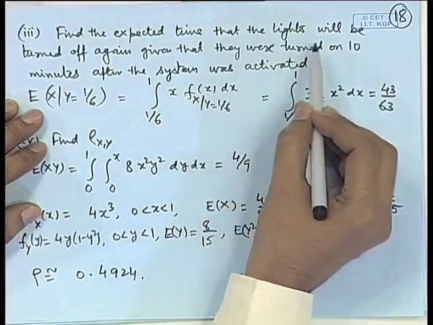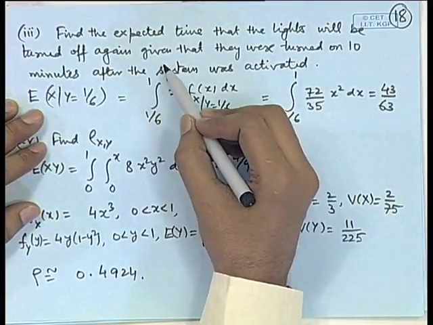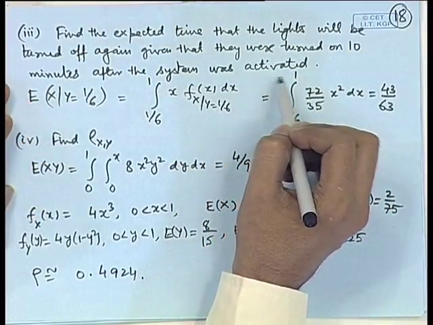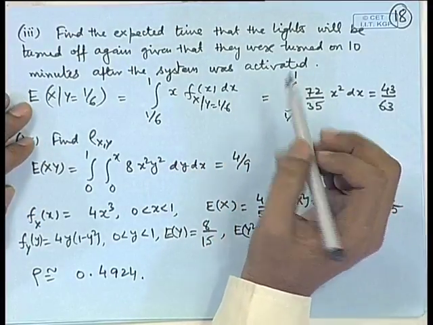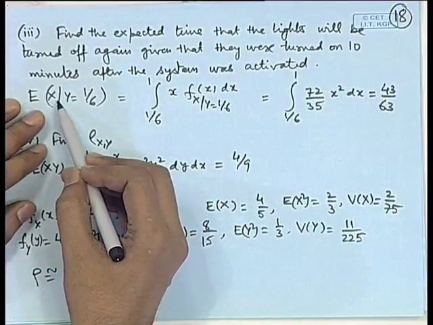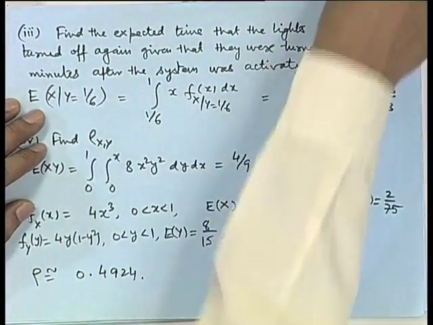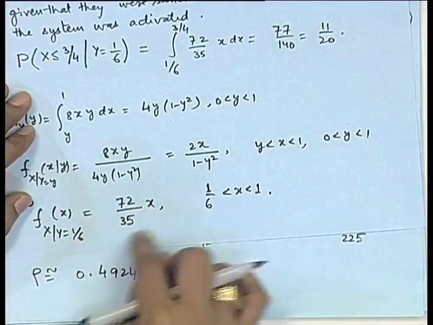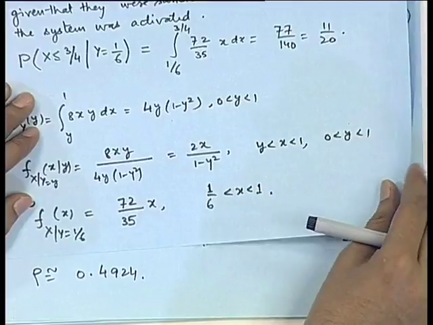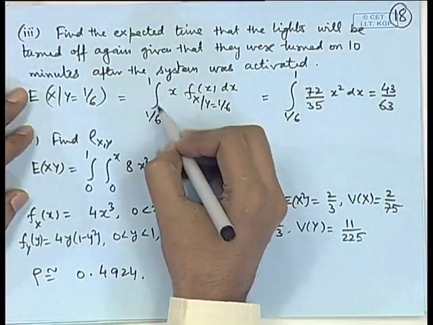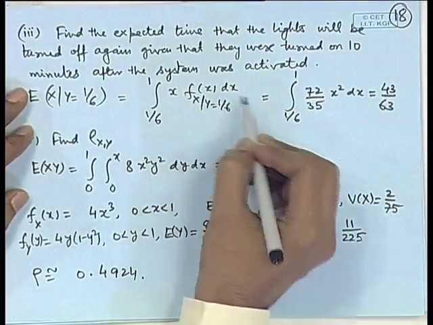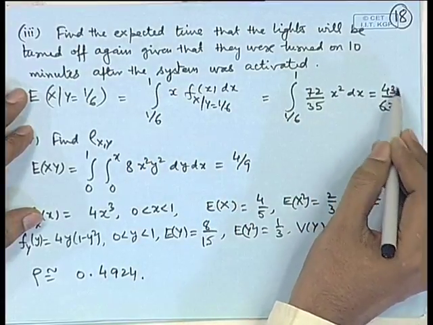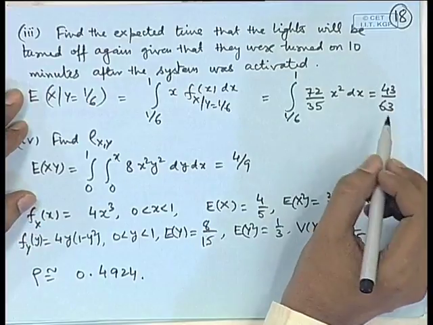Find the expected time that the lights will be turned off again, given that they were turned on 10 minutes after the system was activated. That means, what is the expected value of the distribution that we obtained just now, given y is equal to 1 by 6. So, the density is given here over this region. So, we calculate the expected value as integral of x into the density from 1 by 6 to 1 dx, and it is evaluated to be 43 by 63.